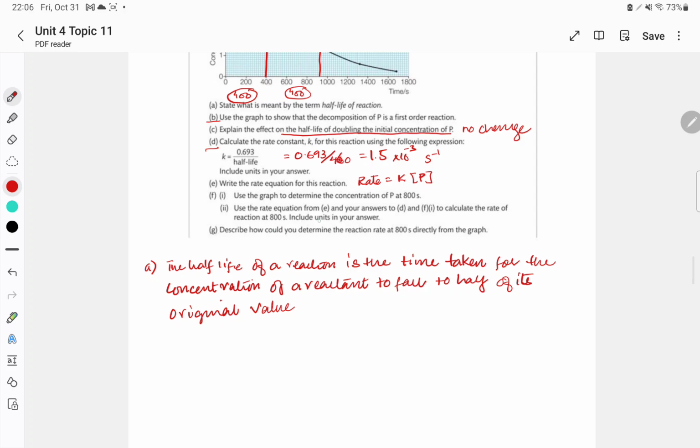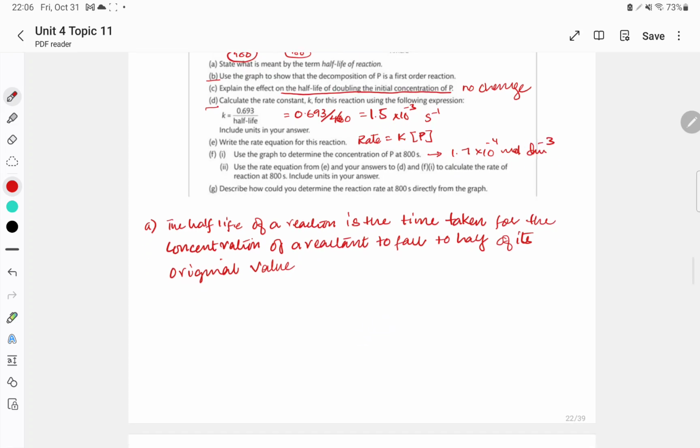Then you have used the rate equation from E and your answer to D, F1, to calculate the rate of reaction at 800 seconds. So for F, the part 1, you just need to multiply by saying that at 460 it is 1.5, so what will be at 800? The answer is going to be 1.7 × 10 raised to power minus 4 moles per dm cube. And then we have the second part.